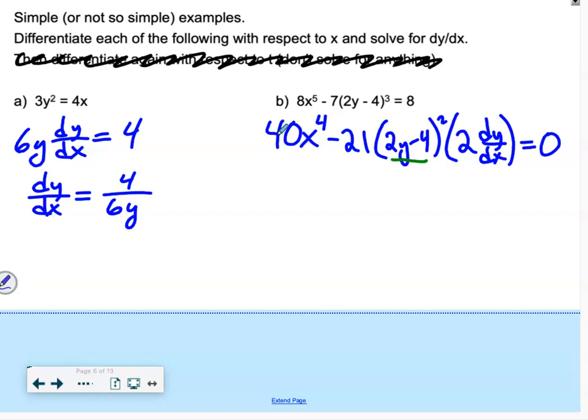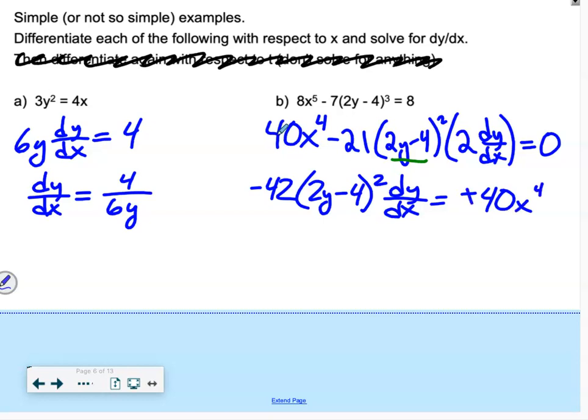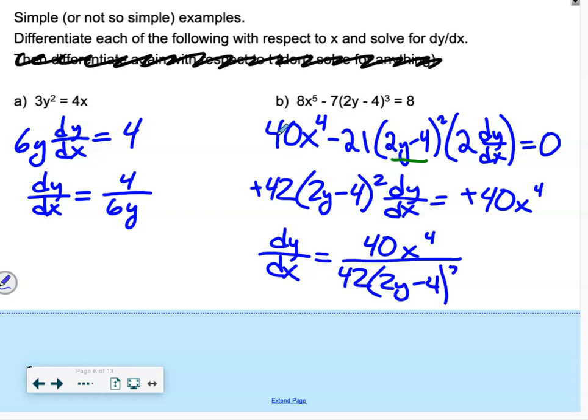To solve for dy/dx, move any term that doesn't have a dy/dx to the other side. So I'm going to do 21 times 2. So I have negative 42 times (2y minus 4) squared times dy/dx equals negative 40x to the 4th. And I'm just going to kill the negatives, right? So it's this times this equals this, so I'm going to have to divide. So dy/dx equals 40x to the 4th over 42 times (2y minus 4) squared.